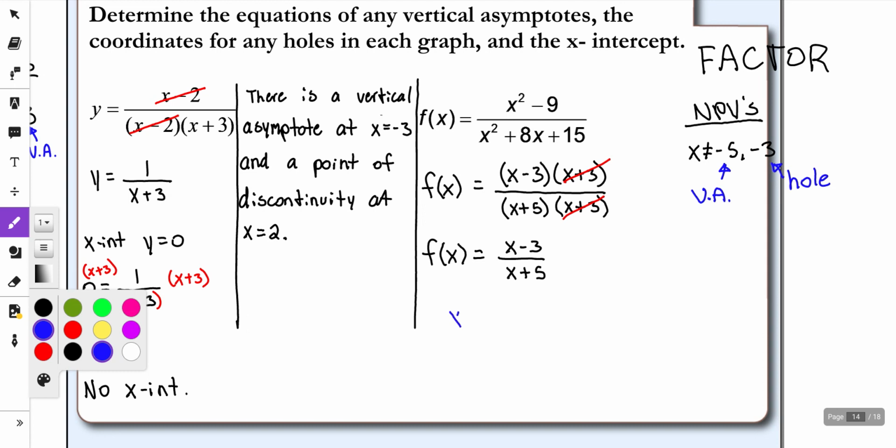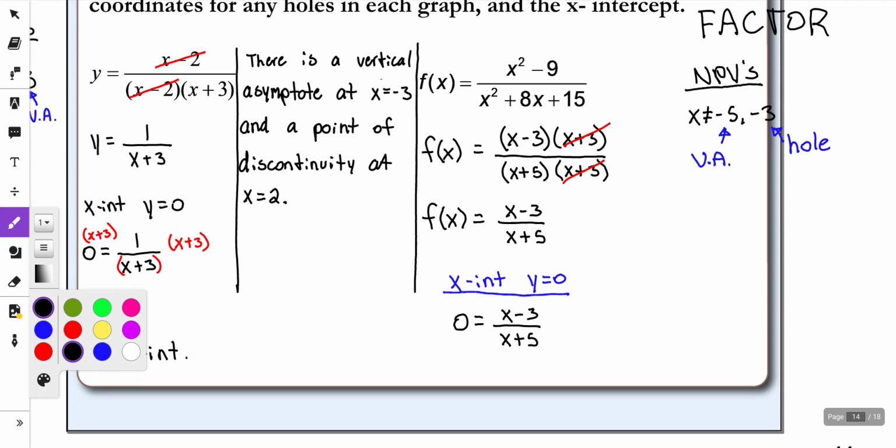If you want to find your x-intercept, which is what it asks you to do, you have to set y equals 0. Remember, y and f of x are equivalent things, right? So that means I have 0 equals x minus 3 over x plus 5. I multiply x plus 5 to the other side, it's still just 0. So that means I have 0 equals x minus 3. Add 3 to the other side, my x-intercept is at 3. Three, comma, 0.